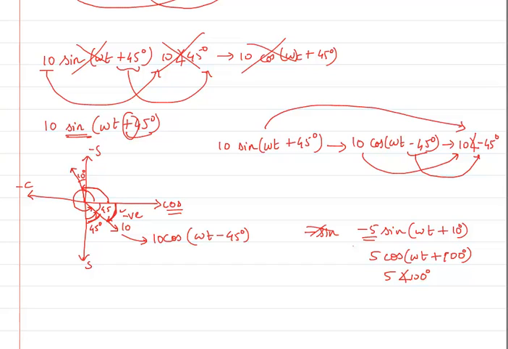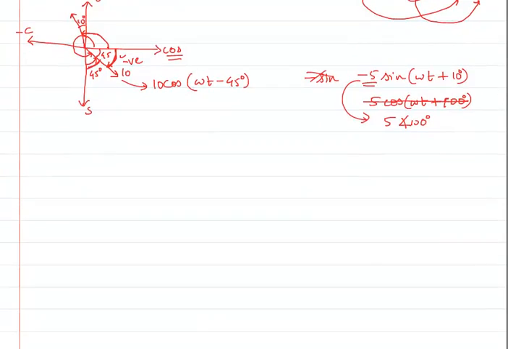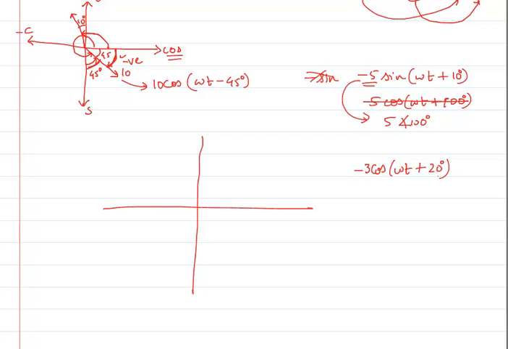You can directly go from here to here. How? No need to write this intermediate one. How can you go? Directly looking at the figure. Let me draw another example and show you. Suppose you are having minus 3 cos omega t plus 20 degrees.